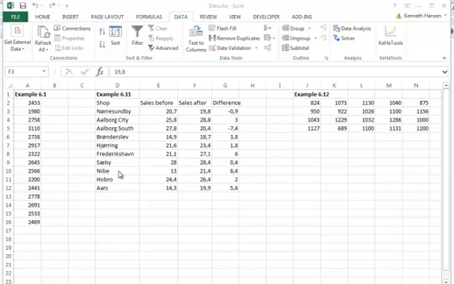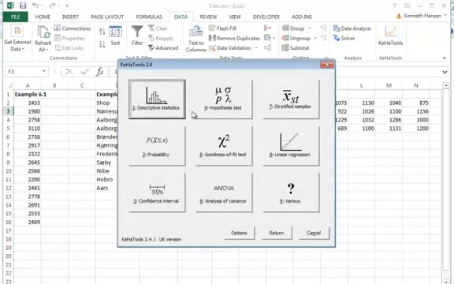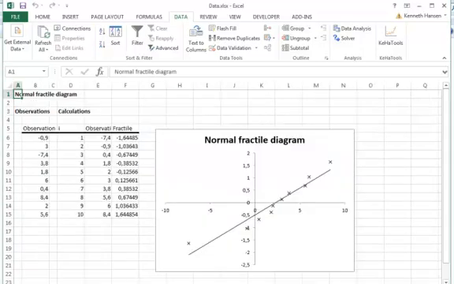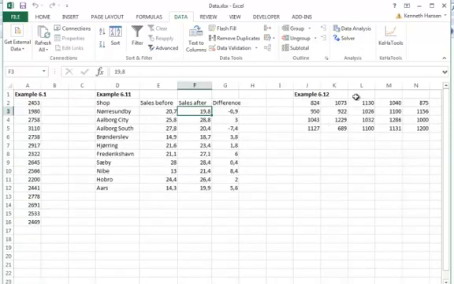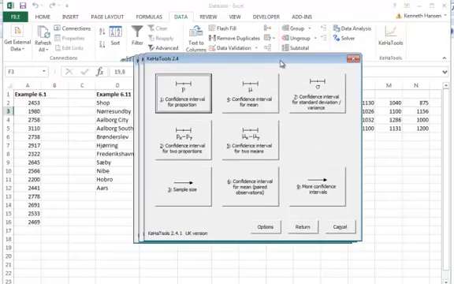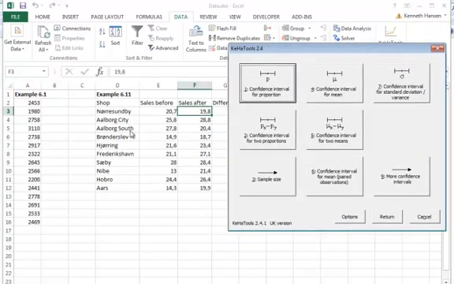First, as we have a small sample of around 10 shops, we need to make a normal fractile diagram to see whether these differences are normally distributed. And this looks nice. We have a normal distribution. Now we need to find a confidence interval for the mean after minus before this difference, and we now have paired observations, so we're going to use this button.